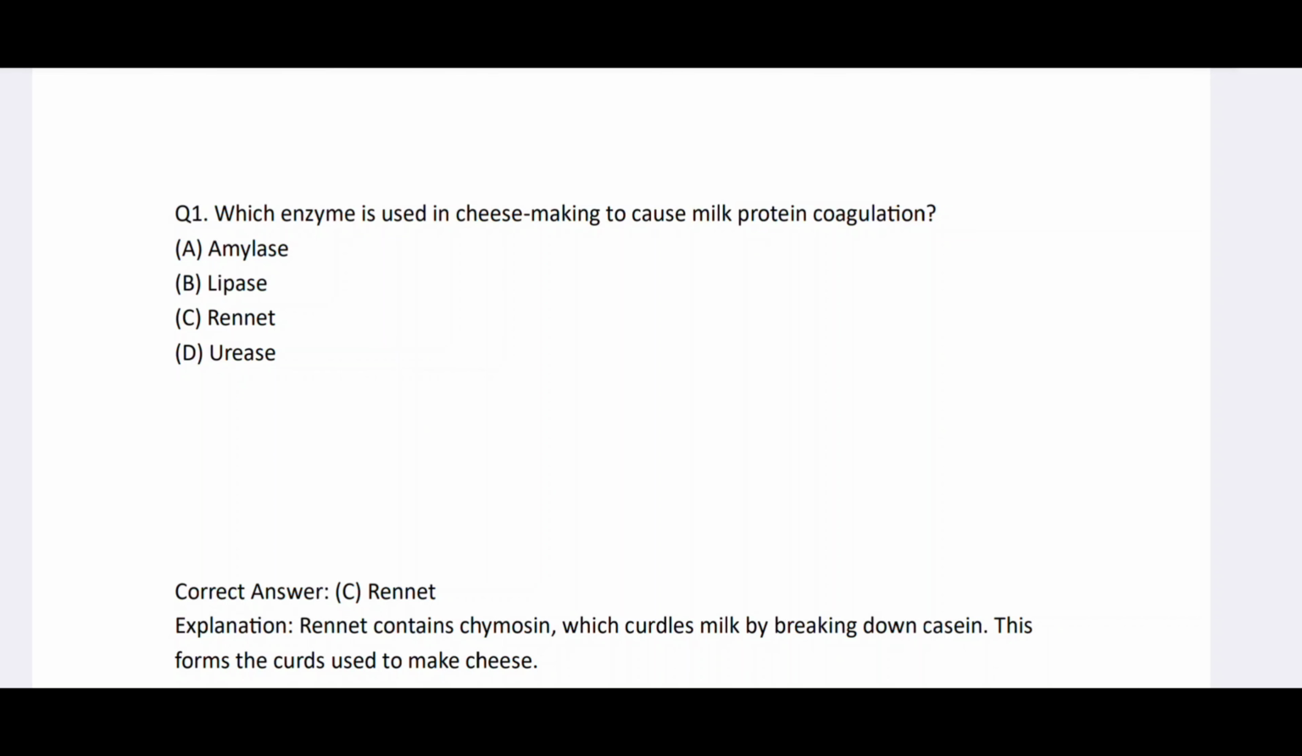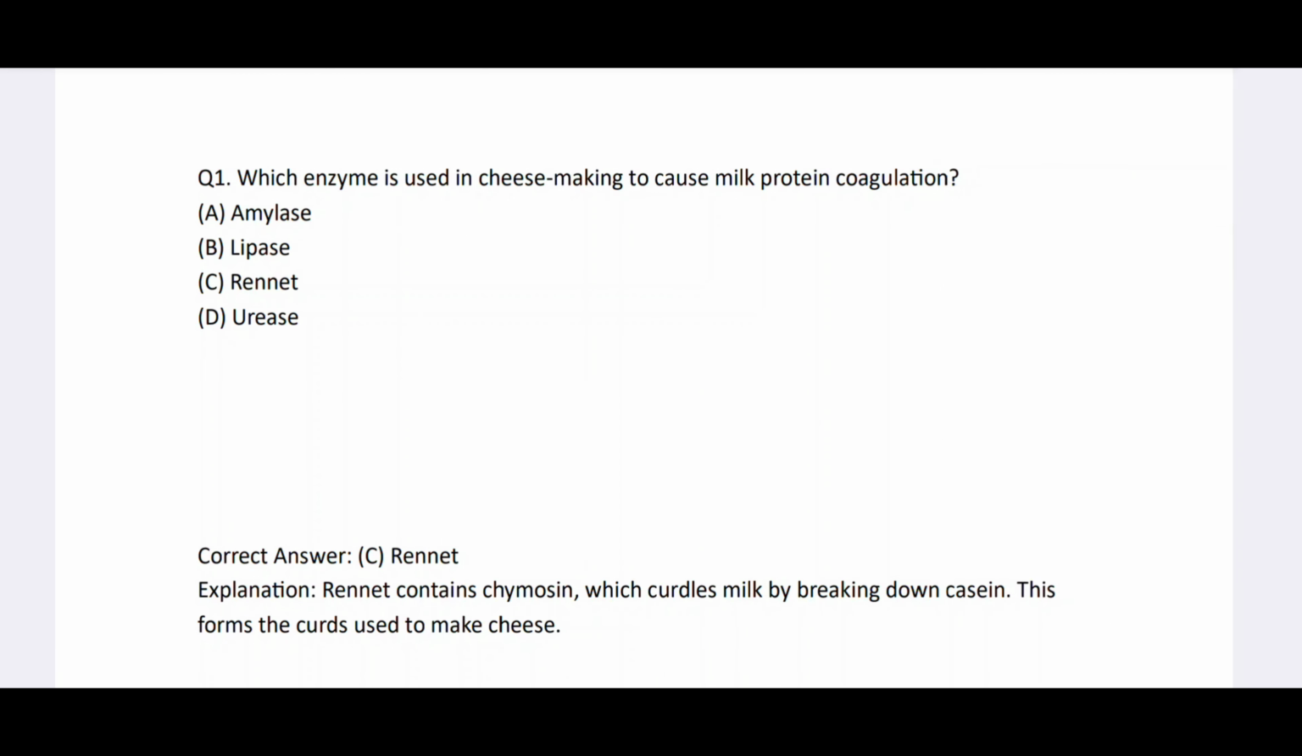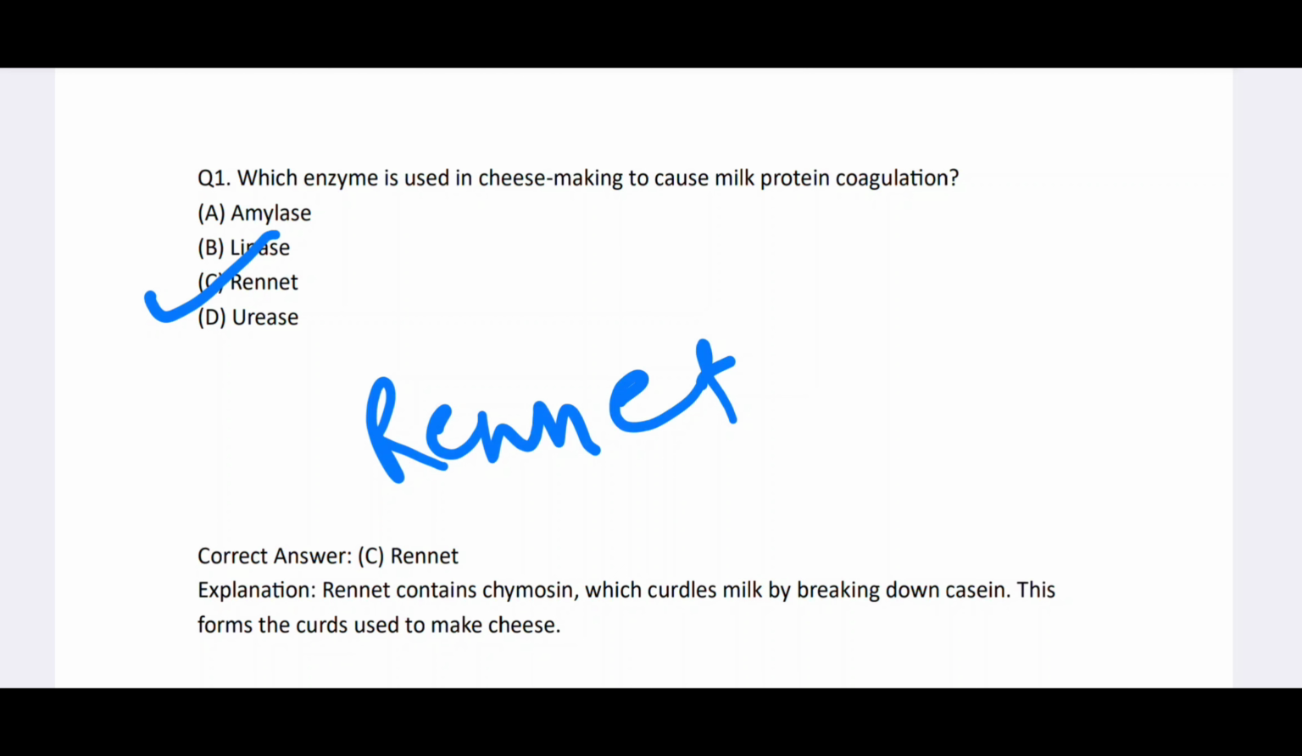So the first question is, which enzyme is used in cheese making to cause milk protein coagulation? The right answer here is option number C, which is rennet. Rennet is a set of enzymes, mainly containing chymosin. When this is added to the milk, it causes the casein protein.